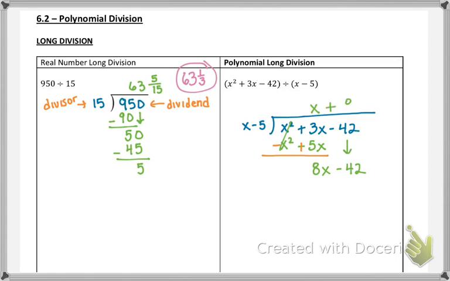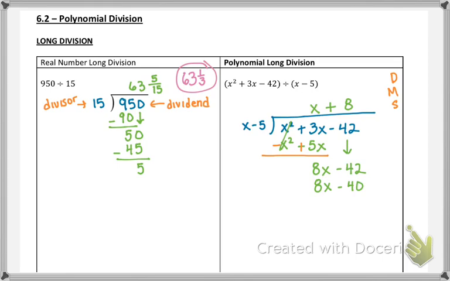So positive 8. Okay, and then I multiply. So you're really following 3 steps. Divide, multiply, and subtract. BMS. So 8 times x is 8x. That will allow me to subtract away that 8x. And then 8 times negative 5 would be negative 40.